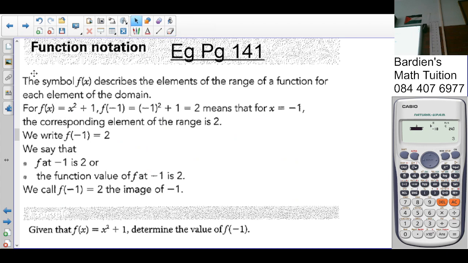So let's read what they say. For f of x equal to x squared plus 1, f of minus 1 is equal to 2 means that x is equal to minus 1. The corresponding element of the range is 2. My domain is negative 1, my range is 2. Okay? We write f of minus 1 equals 2. We say that f at negative 1 is 2, or the function value of f at negative 1 is 2. We call f of minus 1 equals 2 the image of minus 1. Okay? The image is like the point tool.